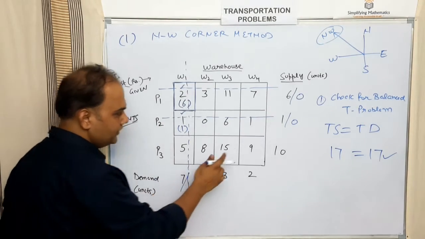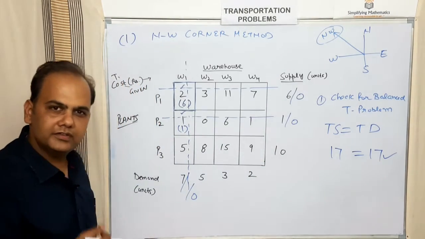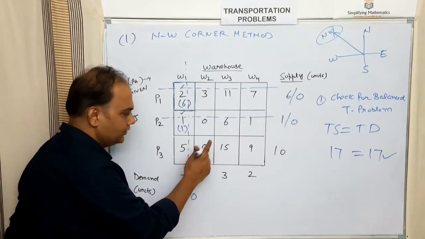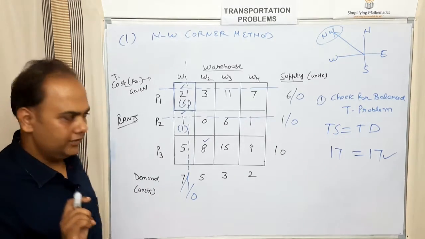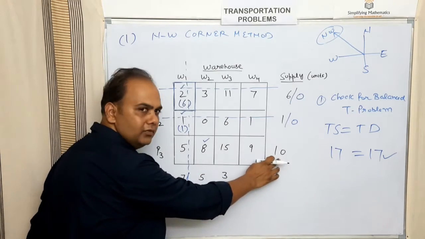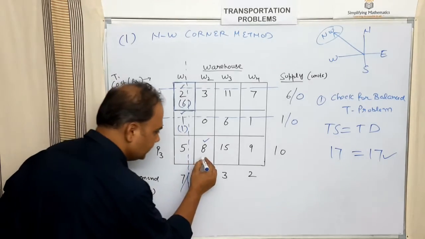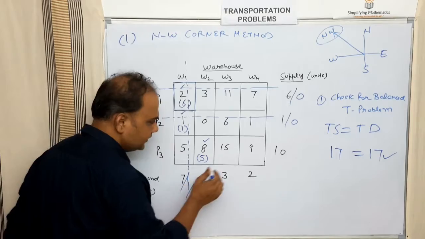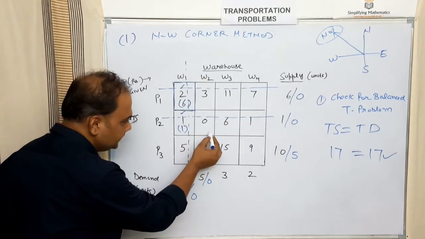Now you are left with which matrix? So you are left with only this much matrix, 8, 15 and 9. Now which is the northwest value in this matrix? So 8 is the northwest value, so it means this is the cell where you have to put the number of units, and that will be the minimum of supply and demand. Now supply is 10, and demand is 5, which is minimum 5, so therefore we'll allocate 5 units. So this comes out to be 0, and here we are left with 5 units.